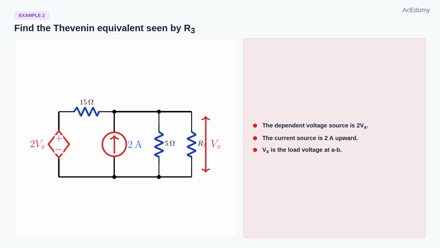Now use a second example. We want the Thevenin equivalent seen by the load resistor R3. The circuit has a dependent voltage source of value 2Vx, a 15 ohm resistor, a 2 amp current source, and a 5 ohm branch. The voltage Vx is the terminal voltage across R3 from A to B.